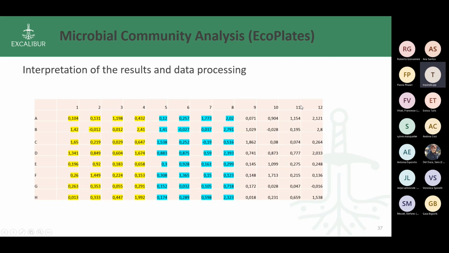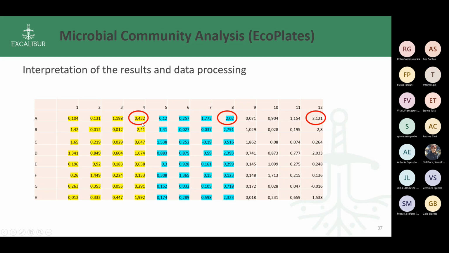Then interpretation of the results and data processing. So this is an example of the results. So we have a lot of numbers, but for example, in this kind of studies, it is common to see some spreads in the results. So for example, here, and here, you have different results.